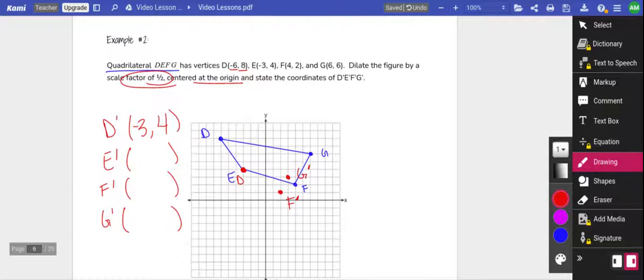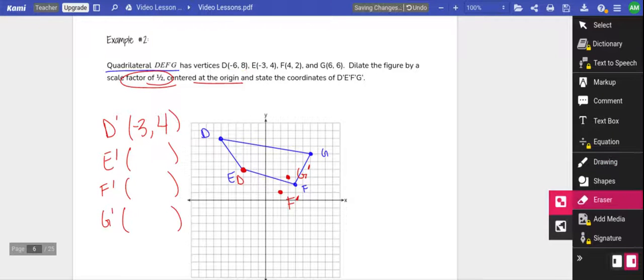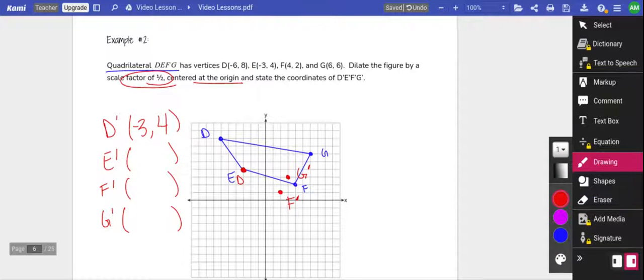Now I'm going to do the same thing for E. I'm going to multiply those coordinates. (-3, 4) is the original. So I'm going to multiply each by 1/2. -3 multiplied by 1/2 is -1.5, or you could put -3/2. Usually we'd like to use fractions. And then 4 divided by 2 is 2. Dividing by 2 and multiplying by 1/2 are the same thing.